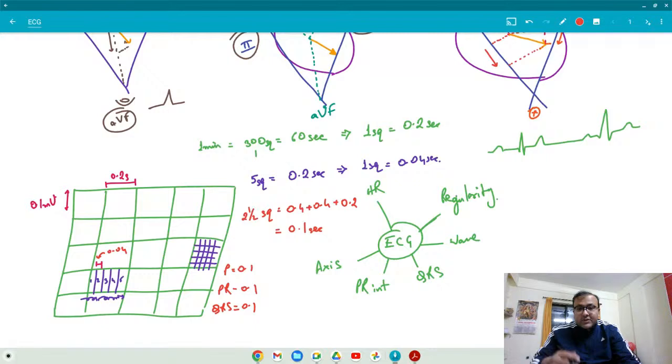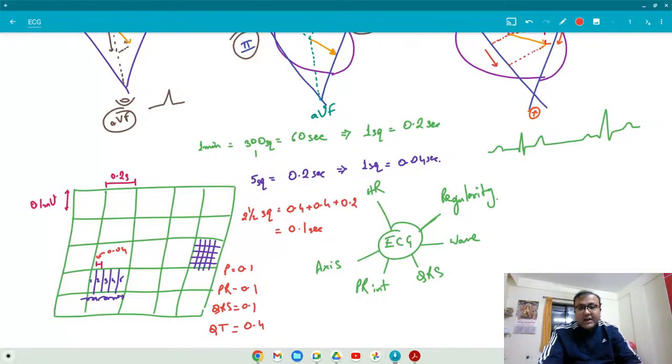QT. Now QT is also very simple. QT is 0.4. 0.4 means how much? See, one big square is 0.2, so two big squares. That means that is the whole ventricular depolarization. It's a big thing. It will take a lot of time. Okay, so this is the QT.